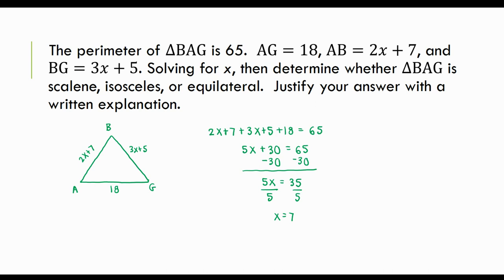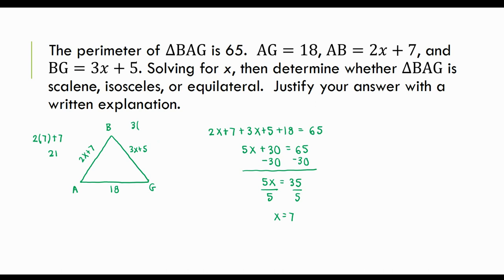Now we want to determine whether this triangle is scalene, isosceles, or equilateral. We have to understand that those deal with the lengths of the sides. So I need to go back and determine the length of each side. I already know that AG is 18. I just have to plug 7 into the segments BA and BG to figure out those lengths. To find BA, I'm going to do 2 times 7 and add 7. Well, 2 times 7 is 14, and 14 plus 7 tells me that this length is 21.